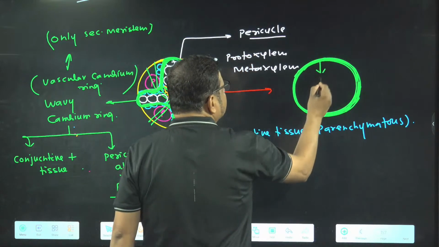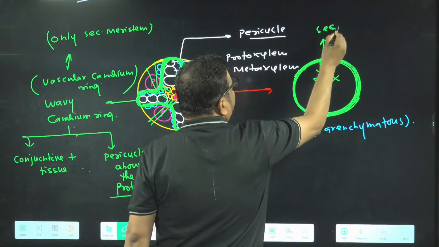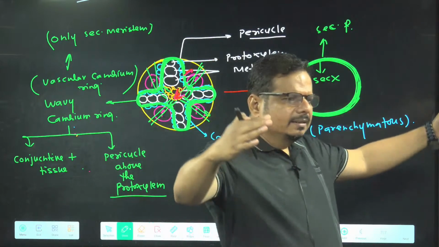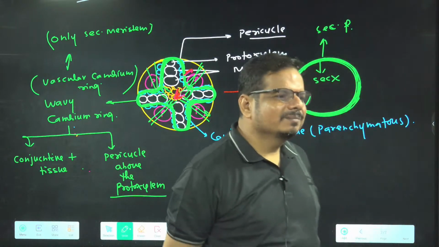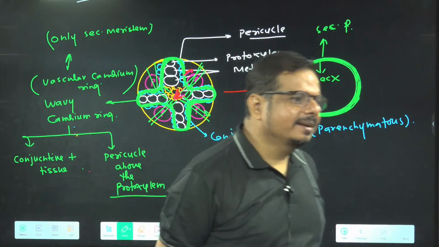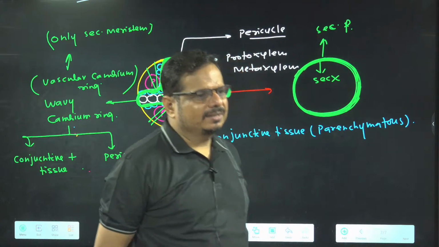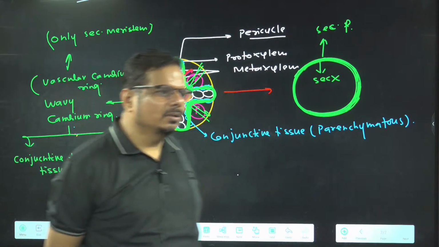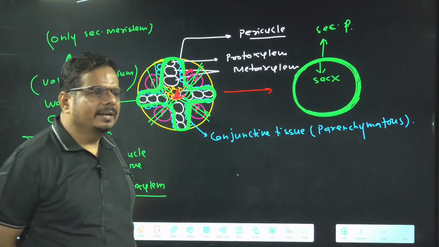Inside, secondary xylem will form. Outside, secondary phloem will form. Layers will form, thickness will increase, and secondary growth occurs. Got the idea? Is it clear in the mind? So how does intrastellar secondary growth occur in dicot root? You got the picture or not? You got the entire story. Is it very clear in the mind, or is there any doubt?